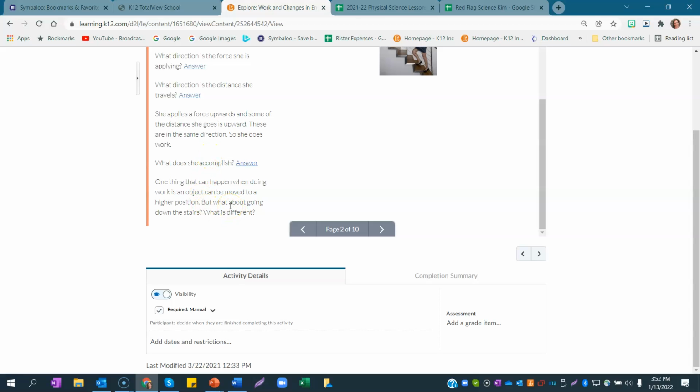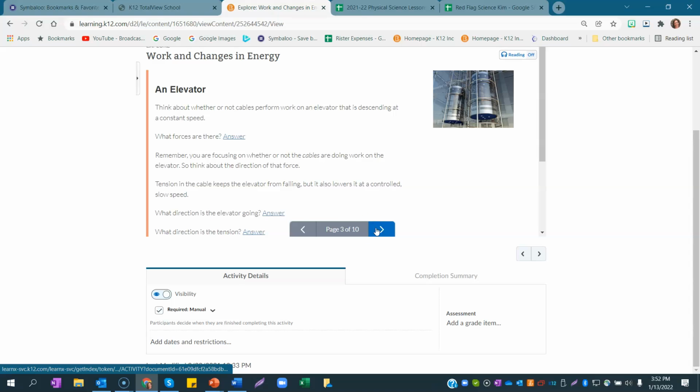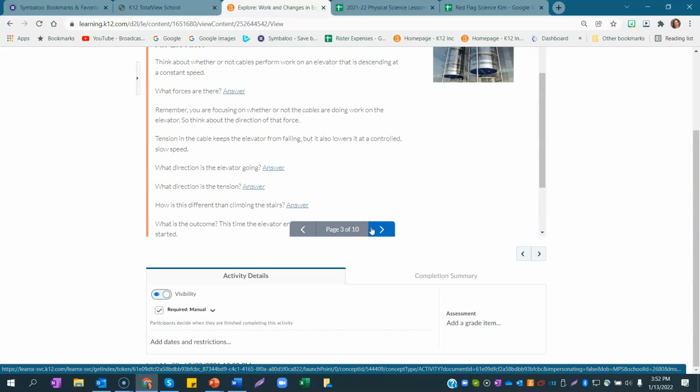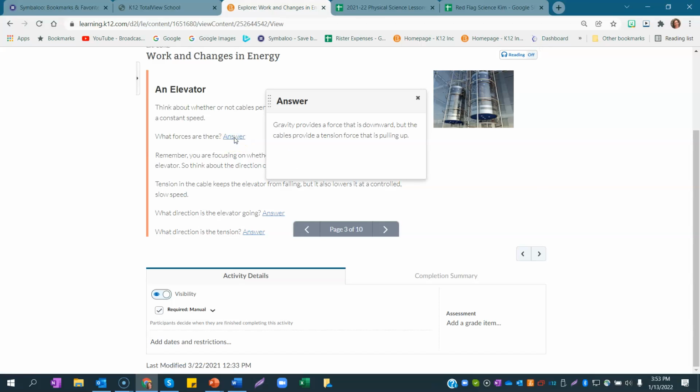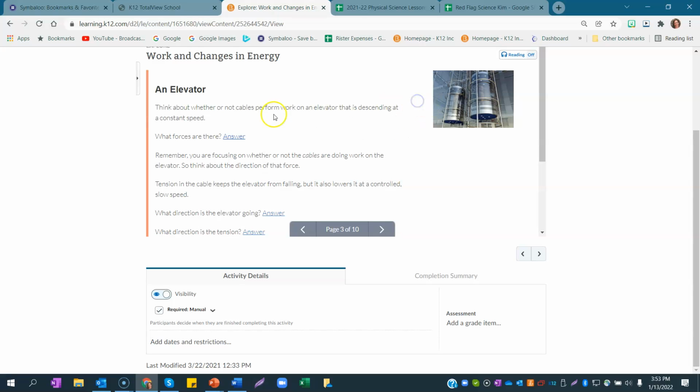And number 4 talks about what is the difference between positive and negative work. This talked about going down the stairs, or now we're looking at an elevator. So think about whether or not cables perform work when an elevator is descending at a constant speed. So what forces are there? Gravity provides a force that is downward, but the cables provide a tension force that is pulling it up. So you can imagine those arrows in your head with the different forces up and down. So what forces are there? Sorry, that's what we just saw.